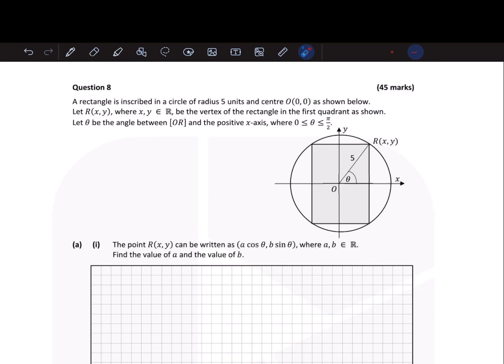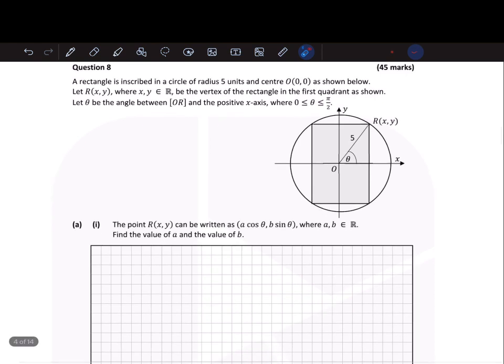So we're going to be looking at this question 8 now. A rectangle is inscribed in a circle of radius 5 units with centre O at (0, 0) as shown below. Let R(x, y) be a point where x and y are real numbers, and let it be the vertex of the rectangle in the first quadrant as shown. Let theta be the angle between OR and the positive x-axis, where theta is between 0 and pi over 2. Part 1. The point R(x, y) can be written as (a cos theta, b sin theta), where a and b are elements of the real numbers. Find the value of a and the value of b.